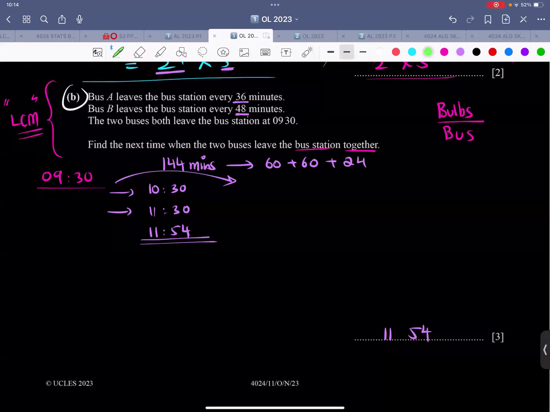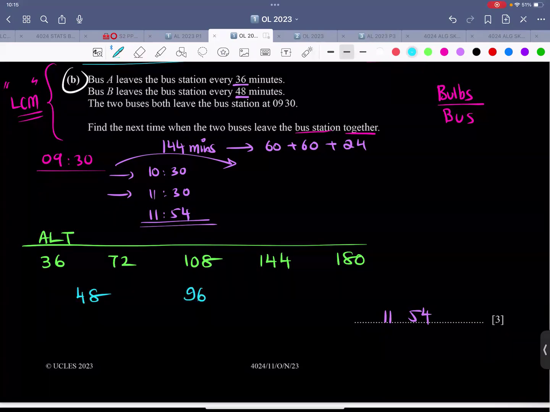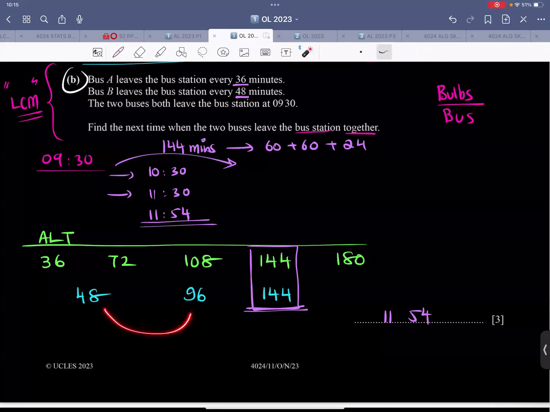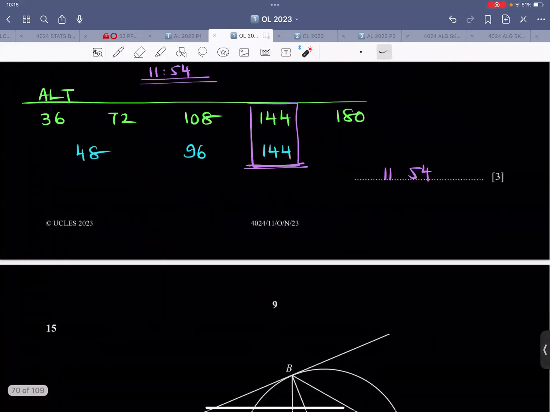Now, what is the other way? Write down multiples of 36. So 36 into 1 is 36, 36 into 2 is 72, 36 into 3 is 108, 36 into 4 is 144, 36 into 5 is 180, and so on. Let me write the multiples of 48. So this is 48, 48 into 2 is 96, and 48 into 3 is 144. This is the common number that appears for the first time. There were 2 jumps of this thing and 3 jumps of this thing. So 144 minutes is the answer, and for 144 minutes, you do this calculation, that is 11:54. So that's how this particular question is done.